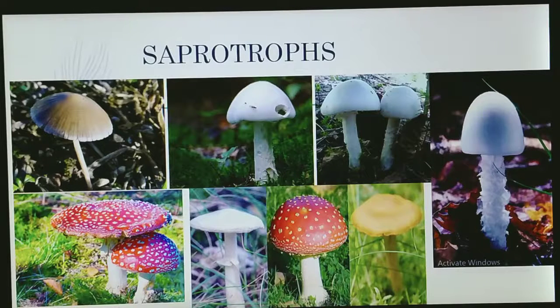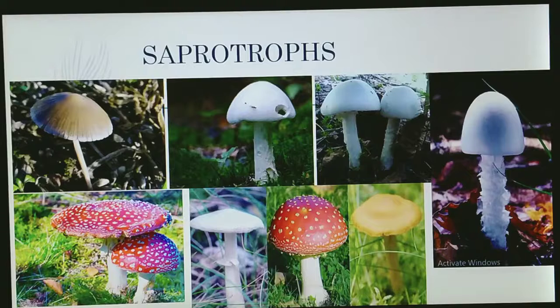First we'll start with saprotrophs. The plants which derive their food from dead and decaying organic matter are called saprotrophs. Saprotrophs secrete digestive juices on the dead and decaying matter and convert it into a solution. They then absorb these nutrients from it. Plants such as mushrooms and molds undergo the saprophytic mode of nutrition.